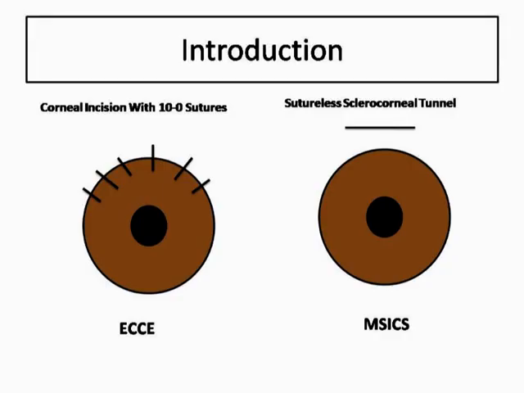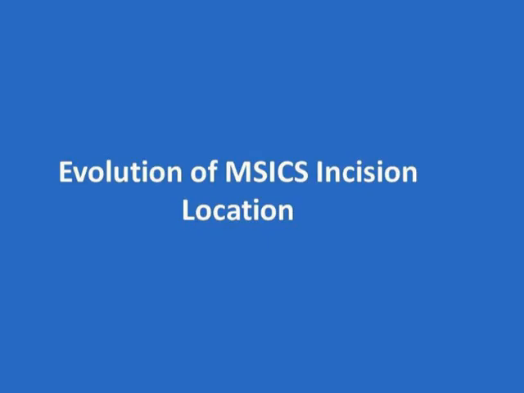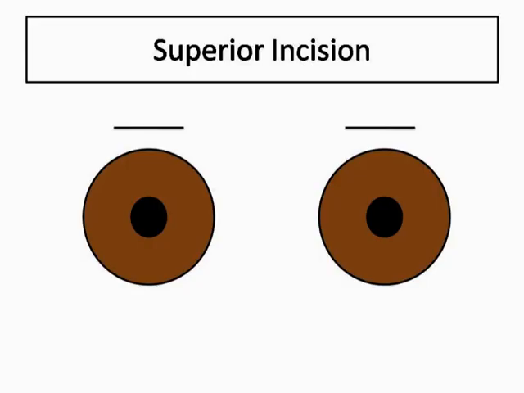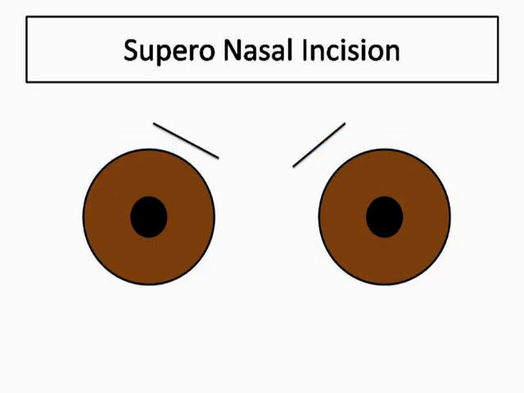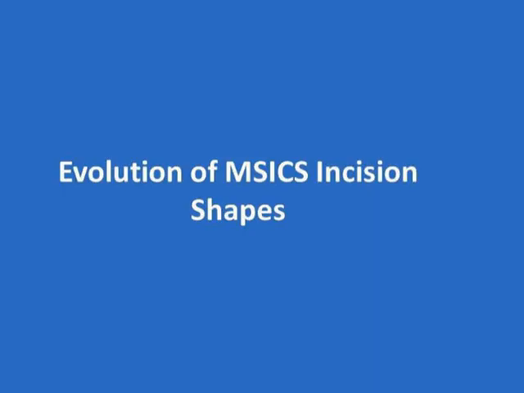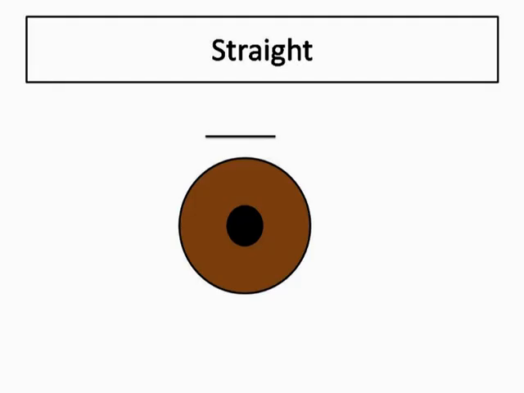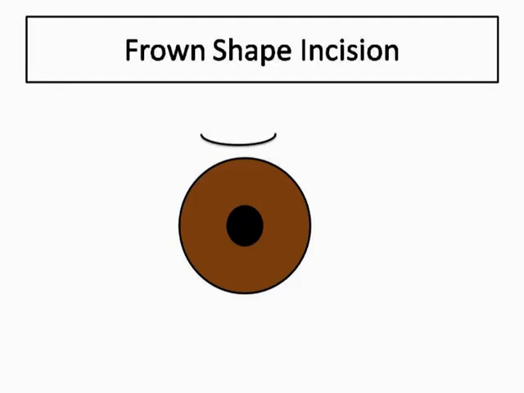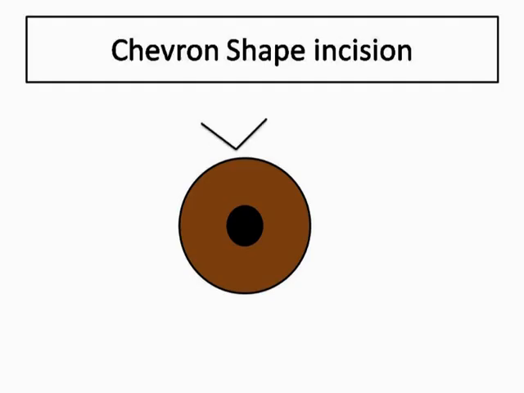Manual small incision cataract surgery, when it came, had a large incision of about 8 mm or more, but it was smaller and self-sealing compared to the extracapsular cataract extraction with multiple sutures. Initially, the incision location was only superior, now it can be superior, supranasal, supratemporal or temporal. Initially, the incision shape was straight, now it can be straight, frown shape, chevron shape or Blumenthal type.